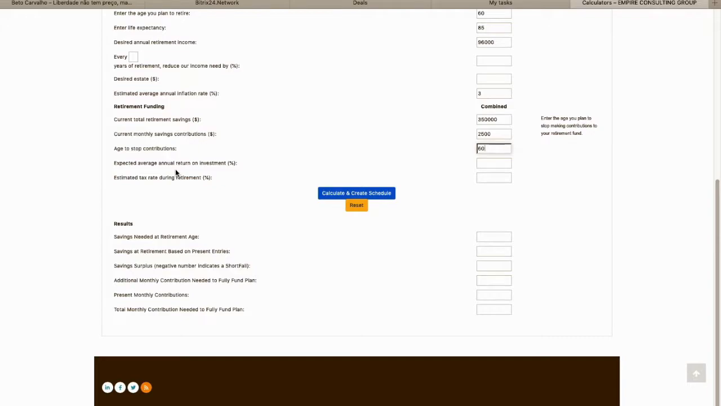My expected average annual return on investment, let's use the figure that you're getting today as a starting point. I'm getting around 11%, but most people will probably be 6% or lower. So let's start off with 6. Estimated tax rate during retirement is very difficult. Some people won't pay tax. Some people pay a very high rate of tax. I'll leave this blank for the time being.